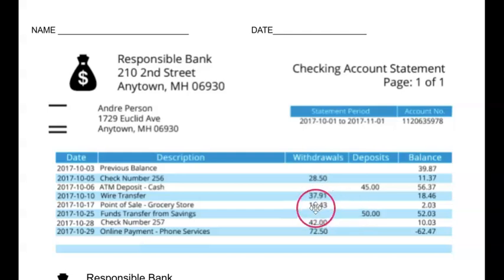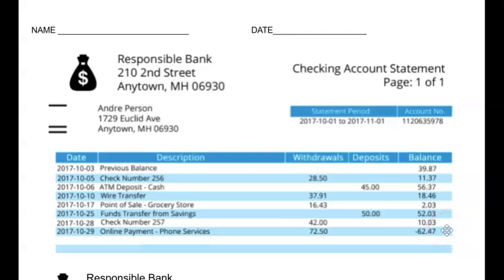So as Andre is taking money out and putting it back in, we see here at the end of this cycle, or this month, that he ended up with negative $62.47. Why do you think this number is negative? It's negative because he took out more money than he had in his account. So this is actually money that he owes the bank.